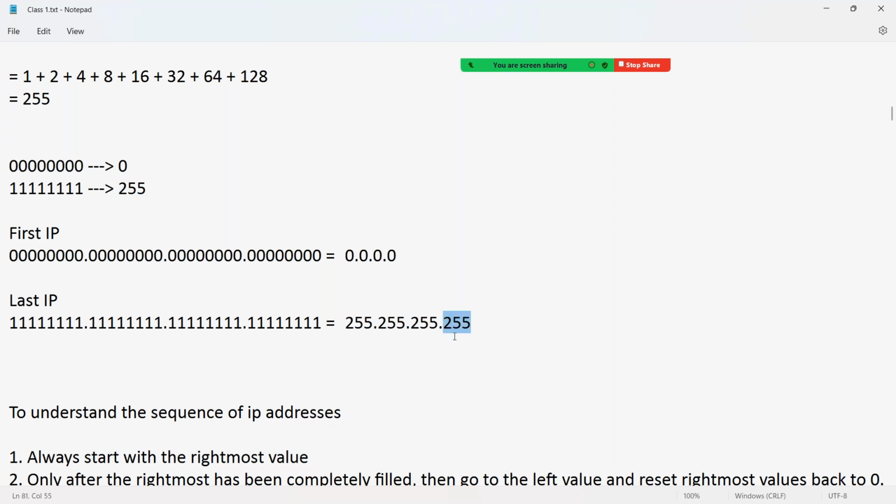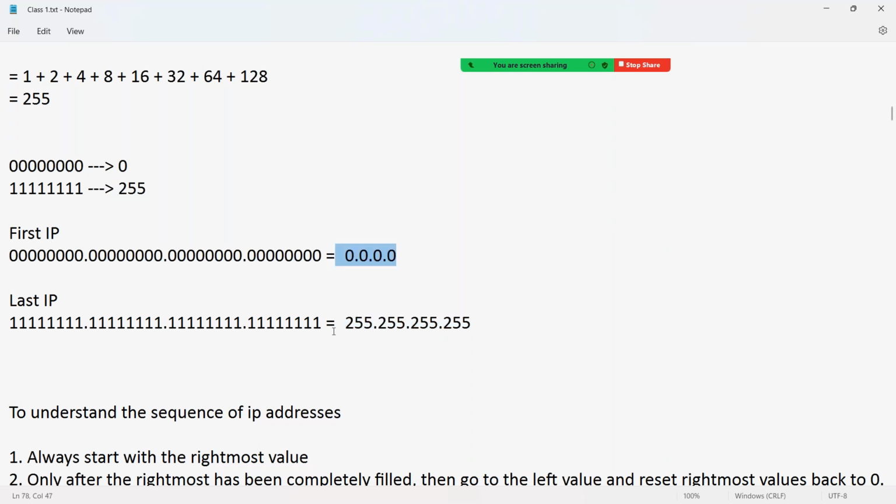You logically know now why it is only maximum up to 255 and not more than that, because you only have 8 bits in every octet, and when you assign the value 1 to each of them, the maximum number you can get is 255 from the conversion. So you'll never have an IP address number in the negatives below 0 or in the positive numbers above 255. Whatever the ranges, this is the first IP and this is the last IP.